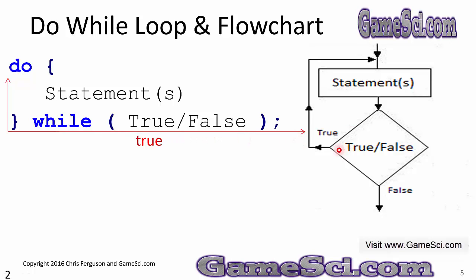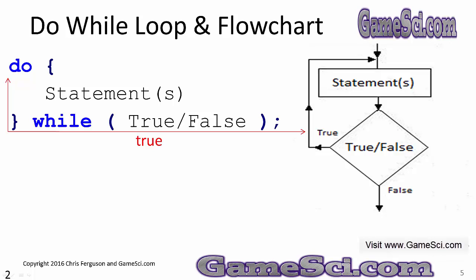What will happen is it'll take out of the diamond this path and go up there. You can see the line here. We've hit the end of the while loop. The statement is true, so we'll follow this line back up to the do and repeat the code again. That's what a loop does. It repeats the same code over and over again while the statement is true.